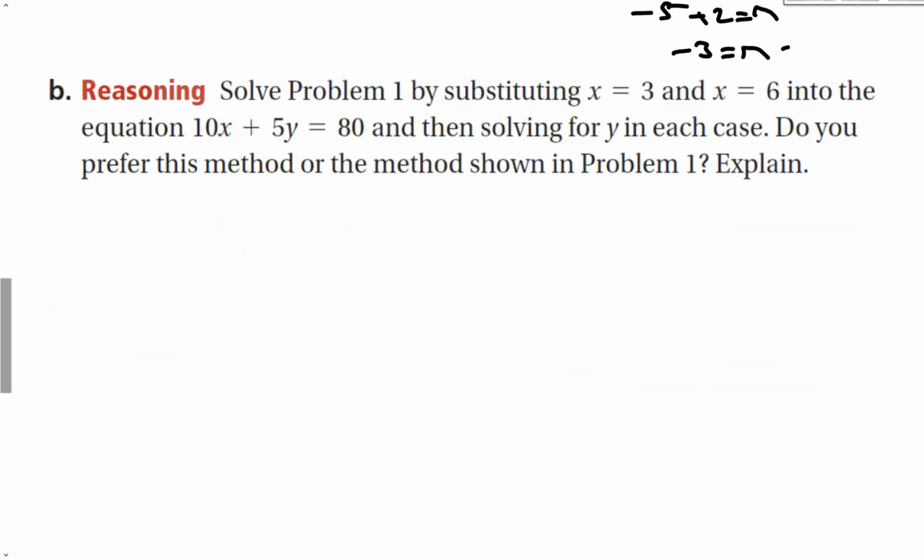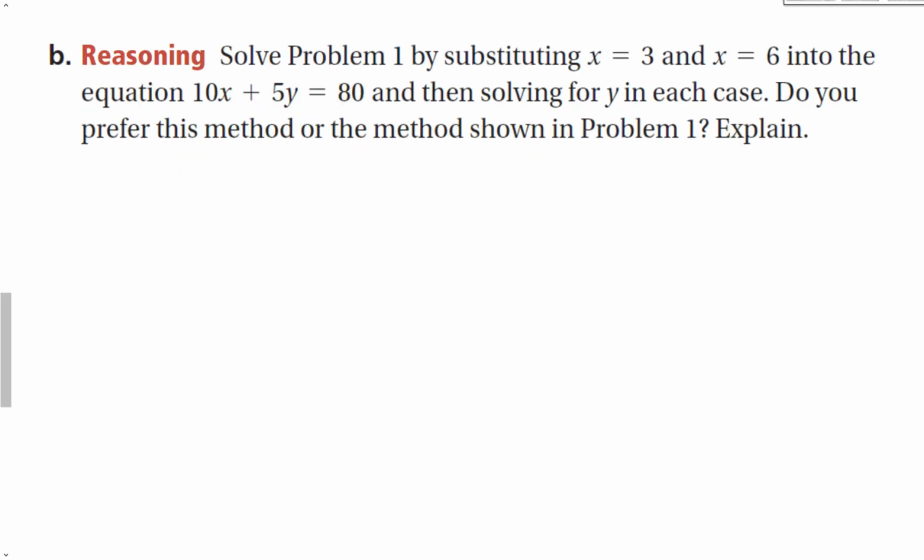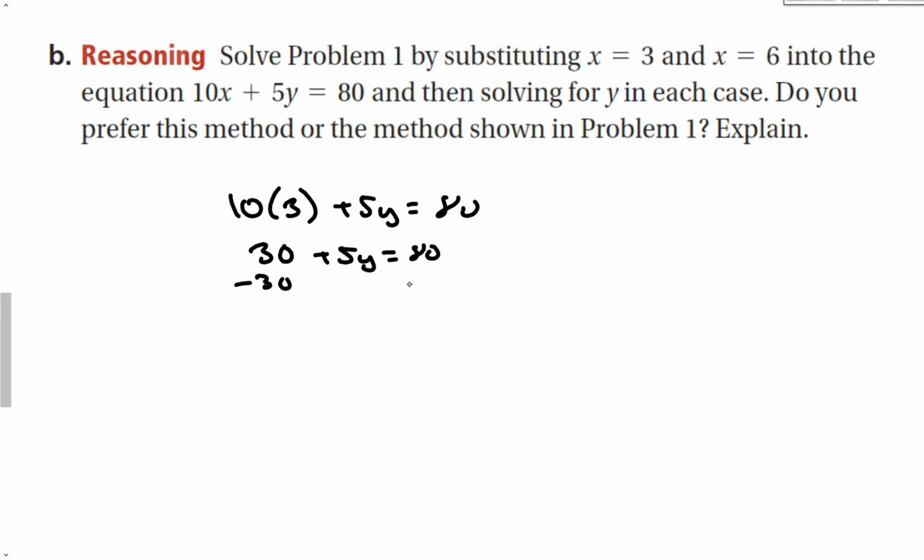Now, you're probably thinking, well, why do I need to do all that? Why can't I just plug in 3 and 6 into my original equation from the top one and just solve that? You can. We can do 10 times 3 plus 5y is equal to 80. So that's 30 plus 5y is equal to 80. Subtract 30 from both sides. That's 5y is equal to 50. Divide out the 5, and we get y is equal to 10, just like we did up top.